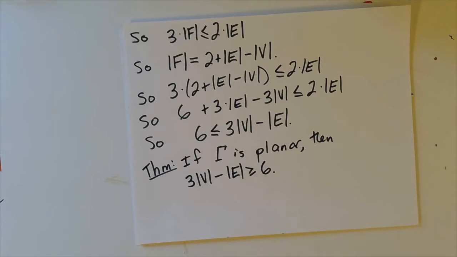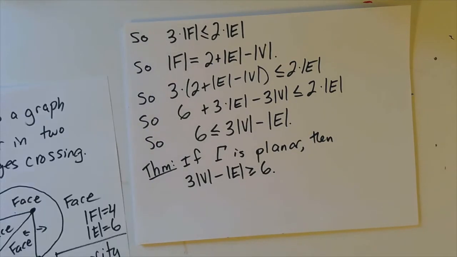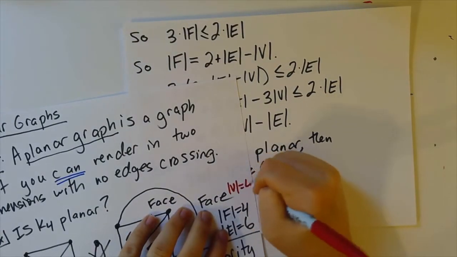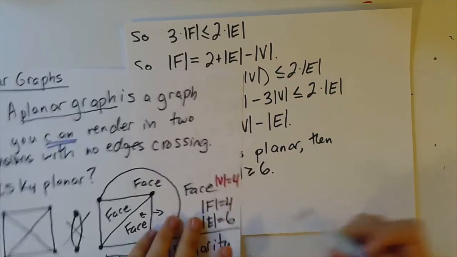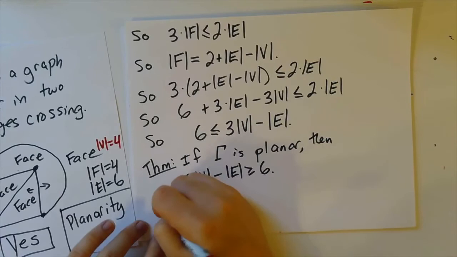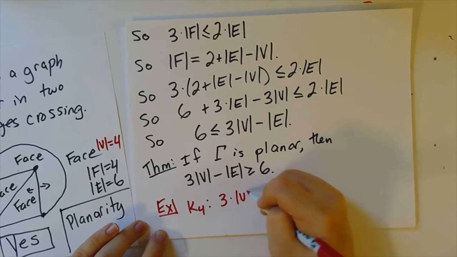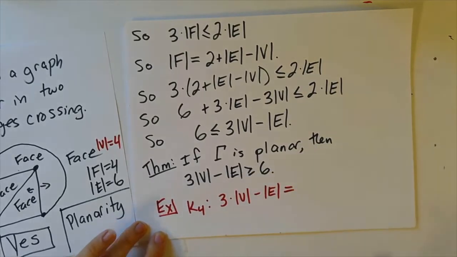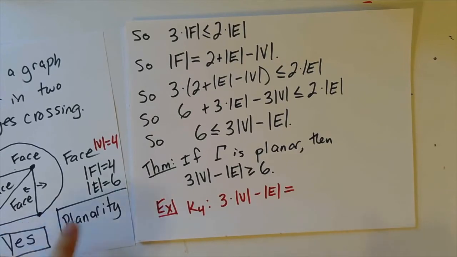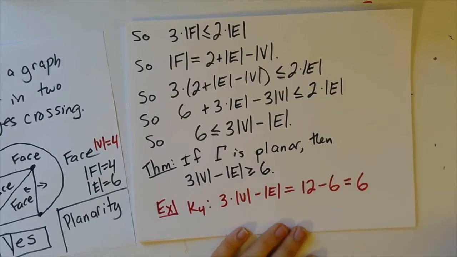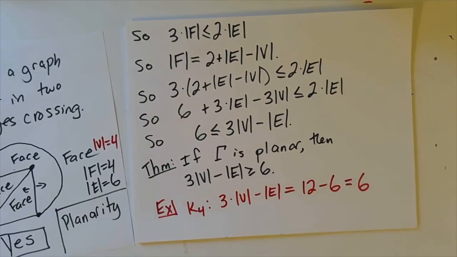Okay, so just to do a couple examples of this, we can look at K4. K4 has here 4 vertices, 4 faces, 6 edges. And so in this case, for K4, 3 times the number of vertices minus the number of edges happens to be 3 times 4 is 12 minus the number of edges, which is 6. So this is exactly equal to 6. 6 is greater than or equal to 6.